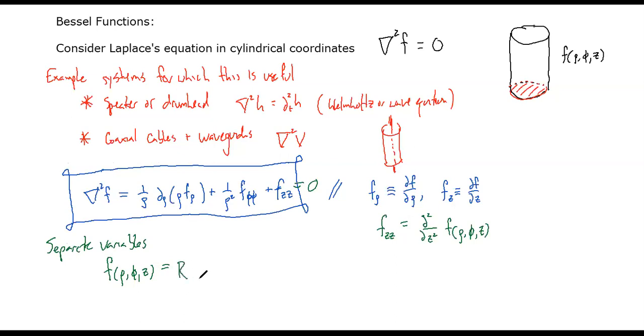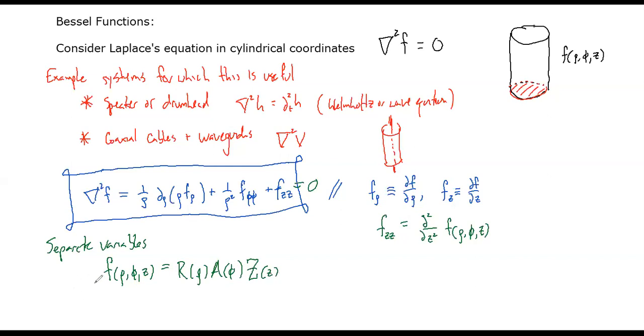I don't think there's a capital rho, so we'll call it R of rho. And capital phi is also annoying since we've already broken protocol, I'll call it A of phi. And then capital Z, I think I can do Z of z. So this only works if I assume that the solution is separable.